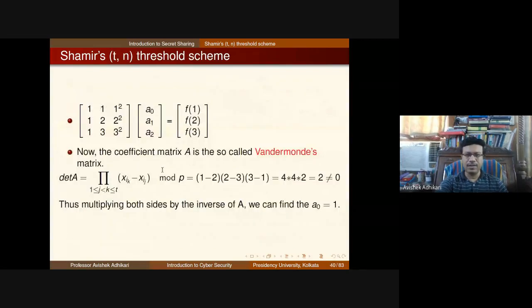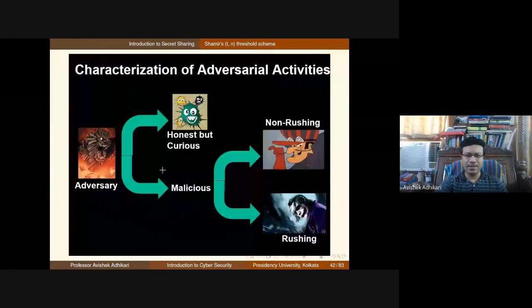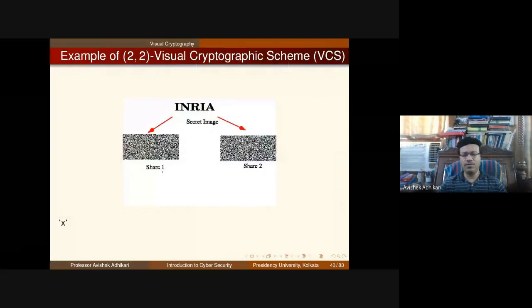In today's class, I'm going to give you another very important example of a secret sharing scheme, which is very interesting and very easy to understand. This secret sharing scheme is known as visual cryptography. So let us try to understand it. Suppose the secret is INRIA. This is a black and white image.